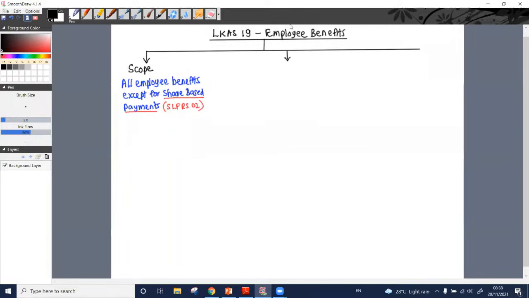And there are some principles you need to know in terms of LKAS 19. One is that, when it comes to employee benefits, it is a benefit for the employee.